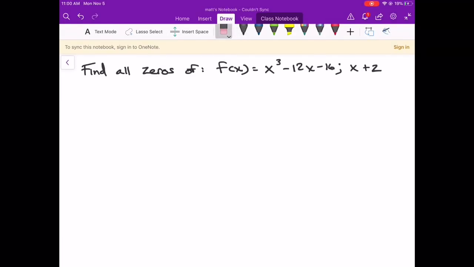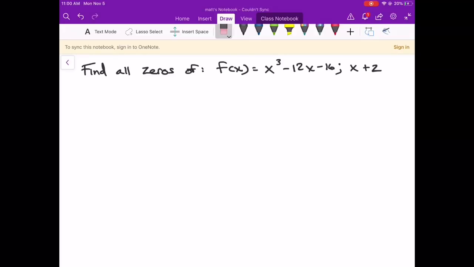All right, here's our final example with synthetic division. What I want to do is run you through one of these examples where we're missing some of the terms of our polynomial. If you take a look at this polynomial that we need to find all the zeros of, you see that we're missing the quadratic term. So when we go to write out our synthetic division, we have to put something in its place. So let's focus on that.